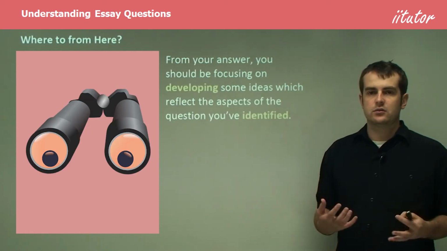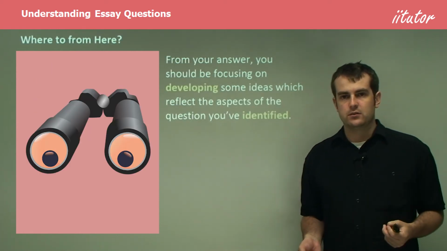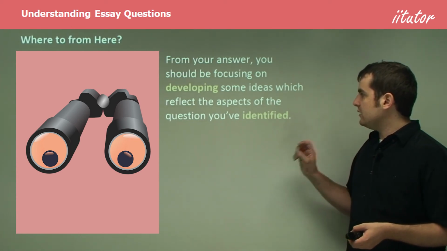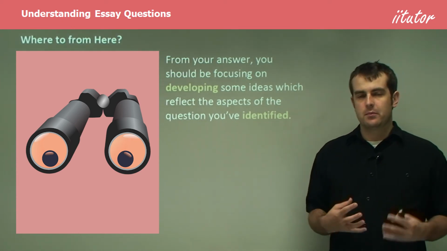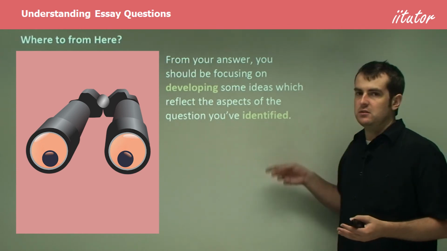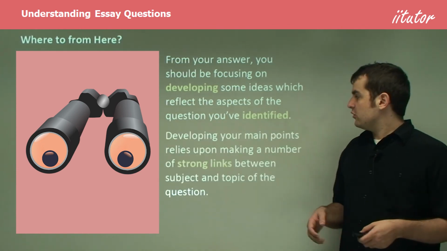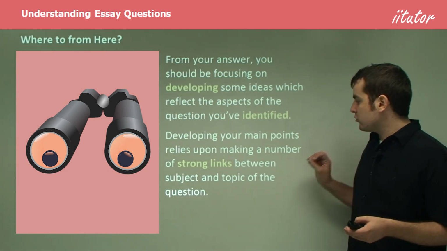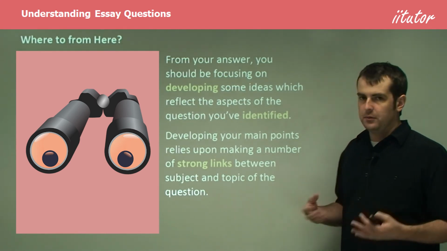So now that we've understood the question and we know exactly what we need to do, where do we go? From your answers, you should be focusing on developing some ideas which reflect how you've interpreted the question, how you've identified what is a part of the question. You should also work on developing your main points, which relies on making a number of strong links between the subject and the topic of the question.